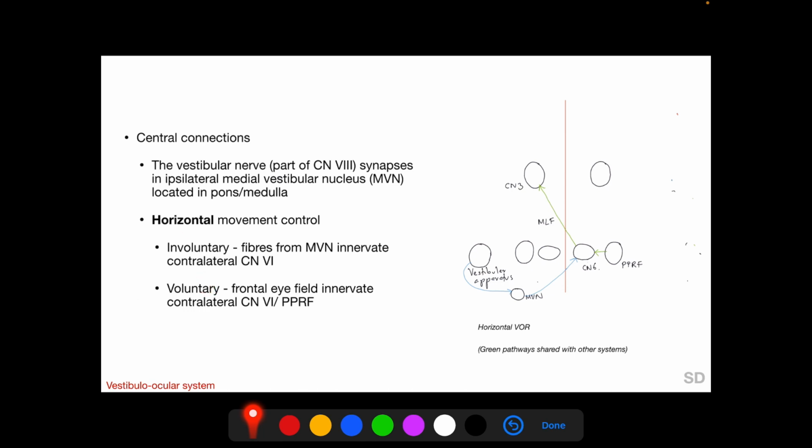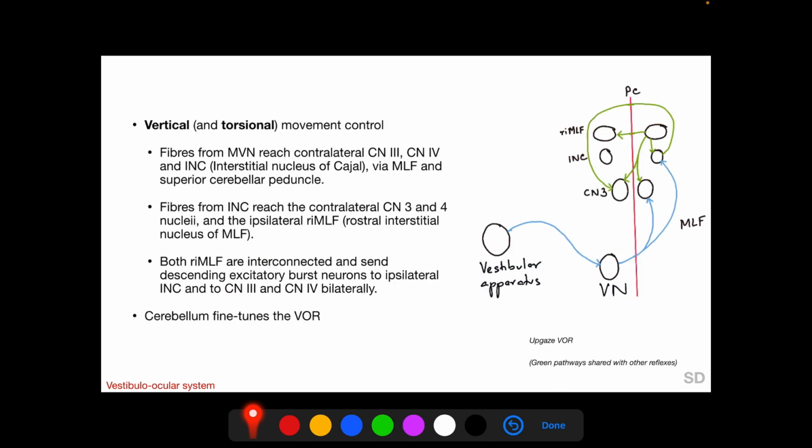And for voluntary horizontal movement, the signal arises from the frontal eye field in the frontal lobe of the cerebrum, and each frontal eye field innervates the contralateral cranial nerve 6 and the pontine paramedian reticular formation, thus generating contralateral gaze also. Central connections for control of vertical and torsional eye movements are much more complex and involve the third cranial nerve and the fourth cranial nerve nuclei.